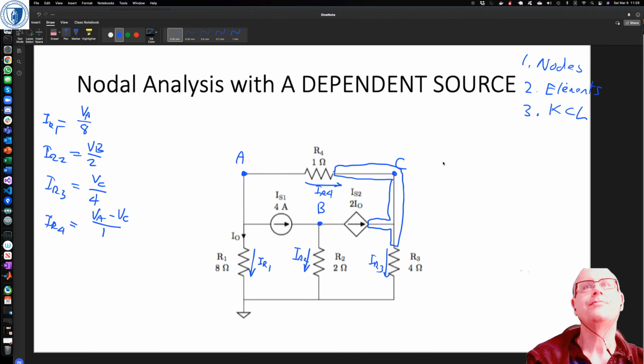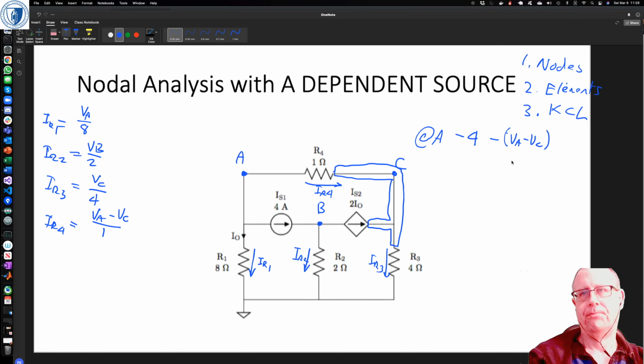So let's look at A to start with. At A, everything's flowing out of node A. We've got minus 4 amps IS1, minus IR4, which is VA minus VC, minus IR1, which is VA on 8, and that equals 0.